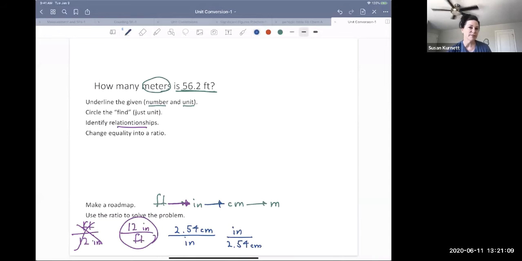Okay, which one of these do I want to use? The one on the left or the one on the right? The one on the left. Why? So that you can cancel. So inches cancel, because they're in the bottom, and centimeters are in the numerator? Yes, yes, and yes.